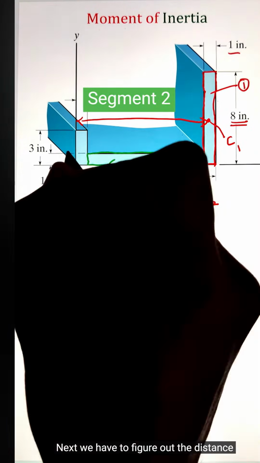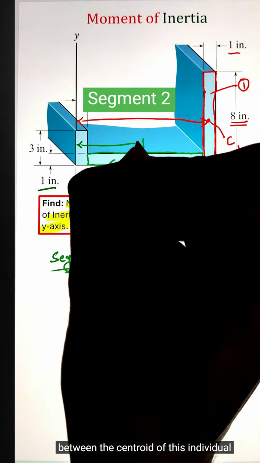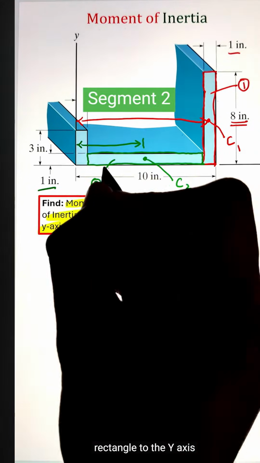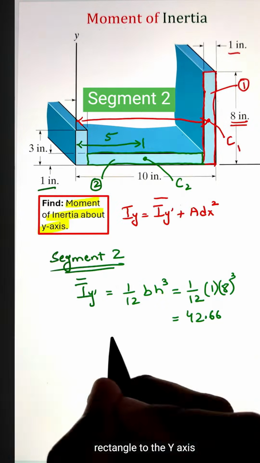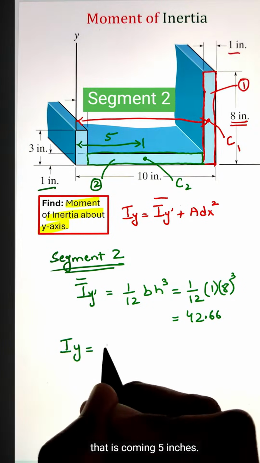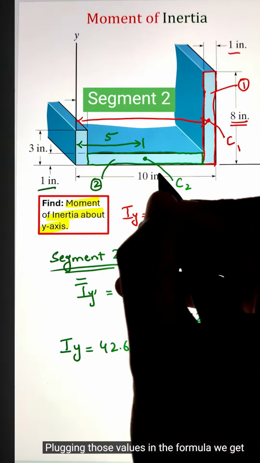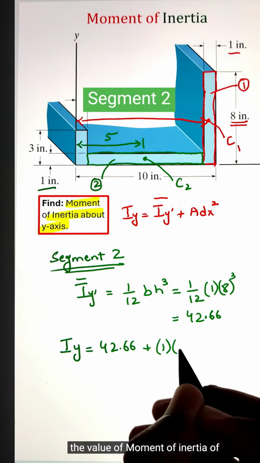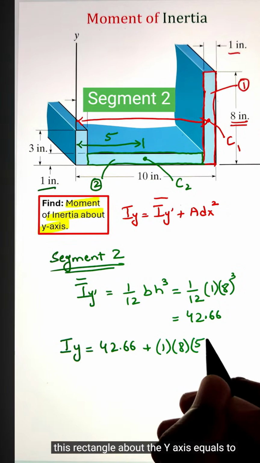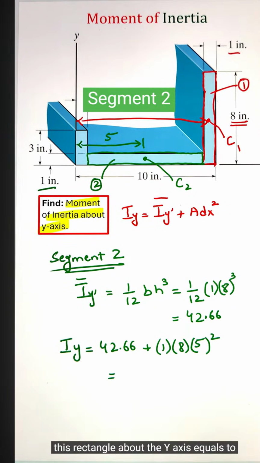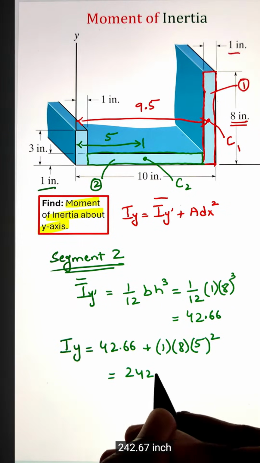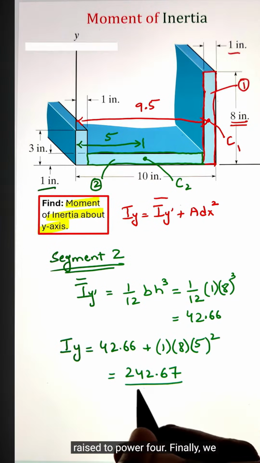Next, we have to figure out the distance between the centroid of this individual rectangle and the y-axis, that is coming 5 inches. Plugging those values in the formula, we get the value of the moment of inertia of this rectangle about the y-axis equal to 242.67 inch raised to power 4.